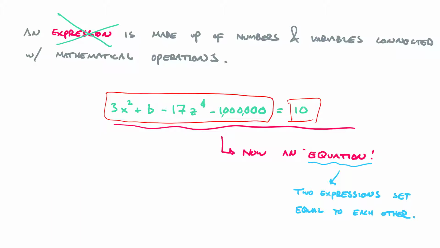In this specific example, there's more than one variable, so this is kind of a complicated equation to solve if we don't know what some of the other variables are. But that's the difference between an equation and an expression. An equation has an equal sign in it, and it sets two expressions equal to one another. An expression is just a standalone thing with numbers and variables that are connected with mathematical operations.